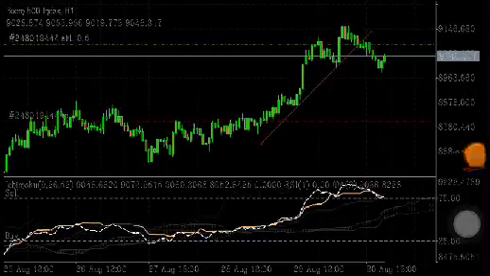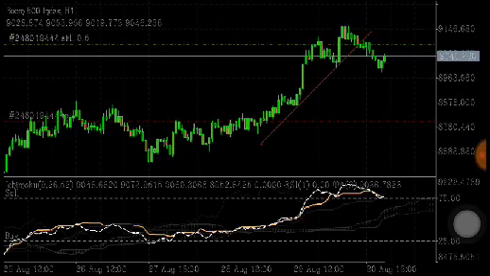Hello guys, today I'll be sharing with you guys a very wonderful strategy that I've been using for a couple of weeks now, and it's all been blues ever since I started using this strategy.